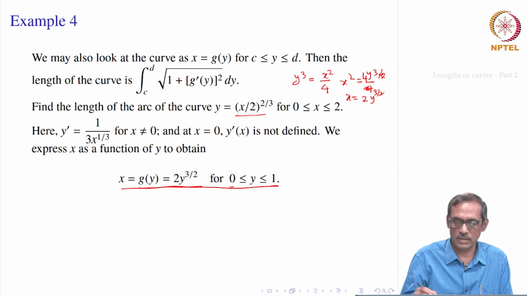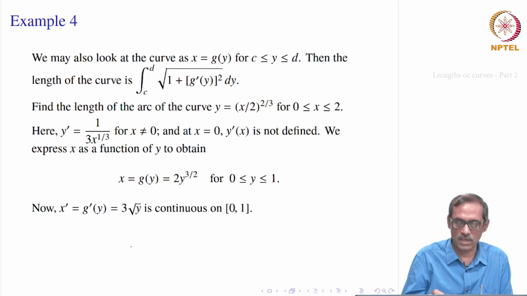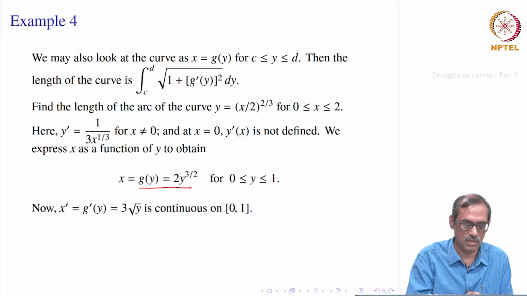Of course, you could have done it the earlier way, but let us see how this variation looks. In this case our length of the curve will be computed from c to d, which will be 0 to 1, square root of 1 plus g prime y squared. So, we need to compute g prime y, and that is easy here. The g of y is 2 into y to the power 3 by 2, so g prime y is 3 square root of y, and this is also continuous on the closed interval 0 to 1, that is required for getting our formula, so that the Riemann sum should give us the integral.